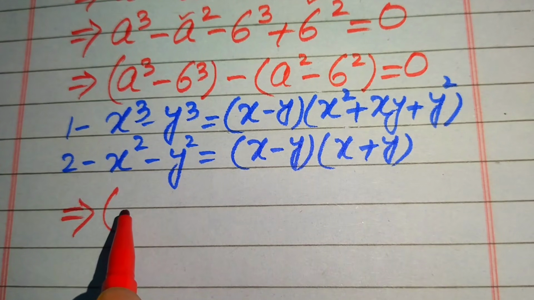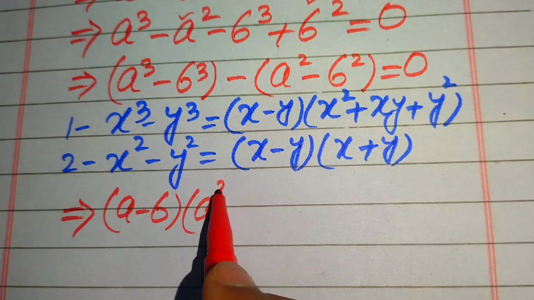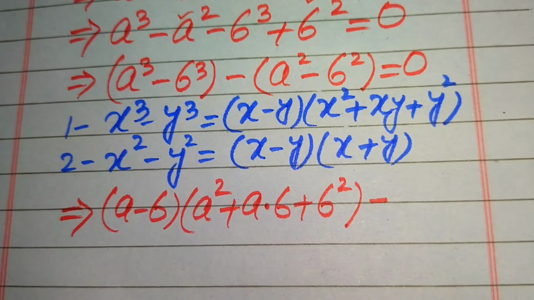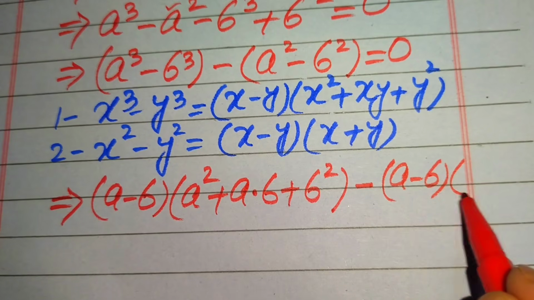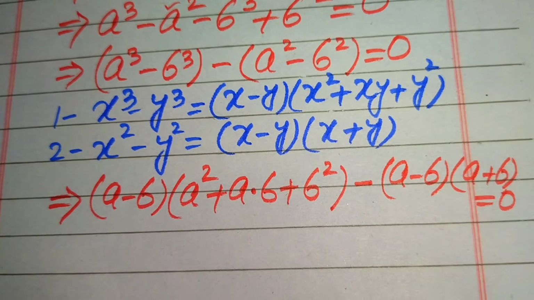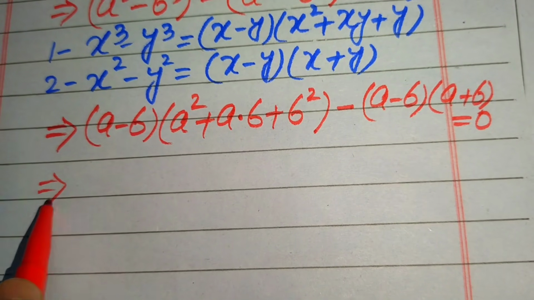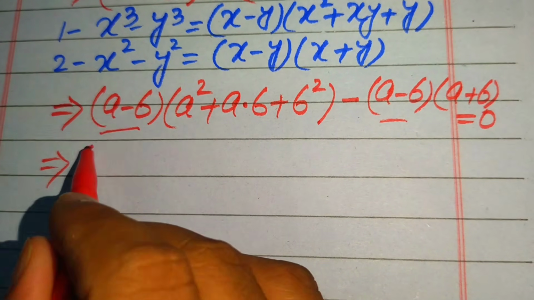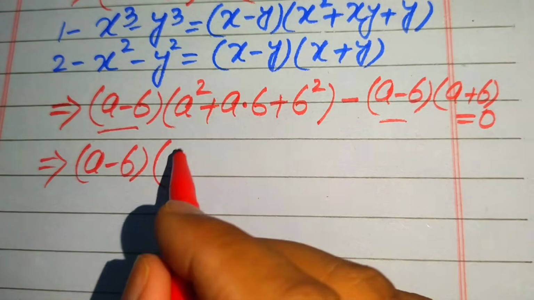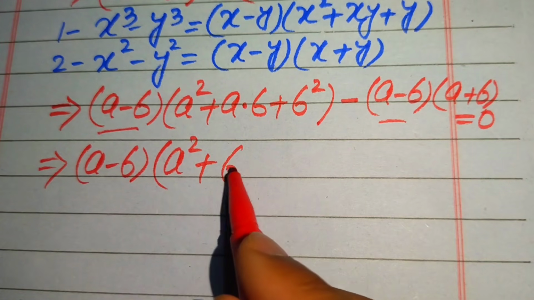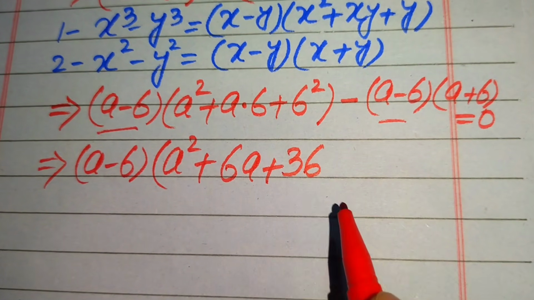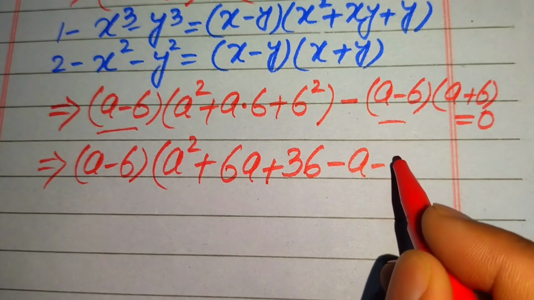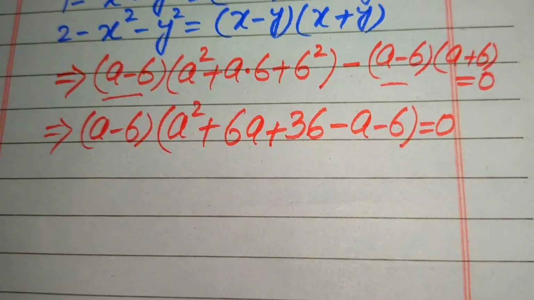This term is written as a minus 6 times a square plus a times 6 plus 6 square, minus, here we use the second formula, a minus 6 times a plus 6, and this whole equation equals 0. Now we focus on both of these terms, and we have a minus 6 as the common factor, so we take common a minus 6 from here, and we get the remaining values a square plus a times 6 becomes 6a plus 6 square becomes 36, and from here we take common a minus 6 and we get the remaining values minus times a plus 6 becomes minus a minus 6, and this whole equation equals 0.